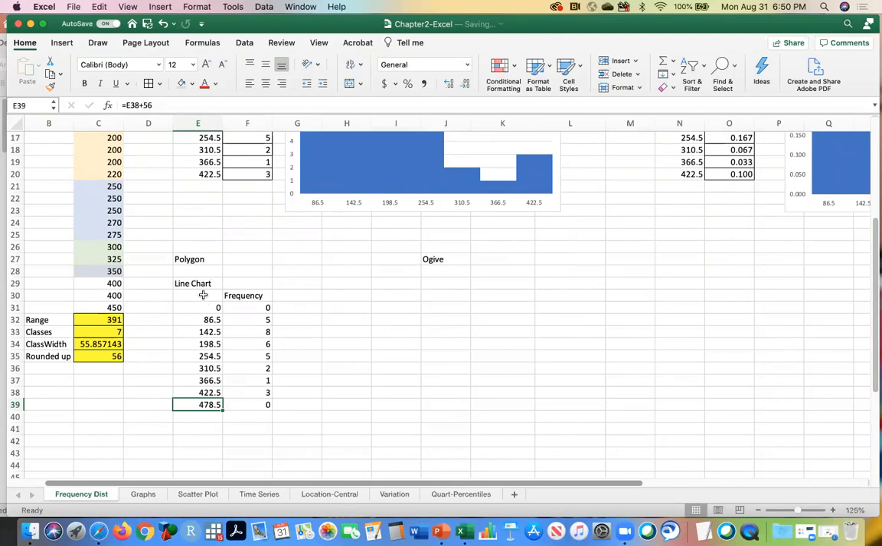Why did I do that? Well, the polygon basically is a graph that connects all the midpoints, but at the end connects the origins. So I need it to be connected to the horizontal axis. That's the reason I created this zero frequency at the beginning and zero frequency at the end with these labels. So what I'm gonna do is create a line chart.